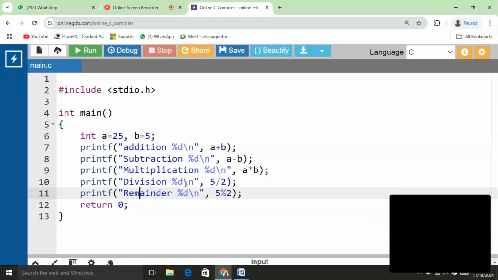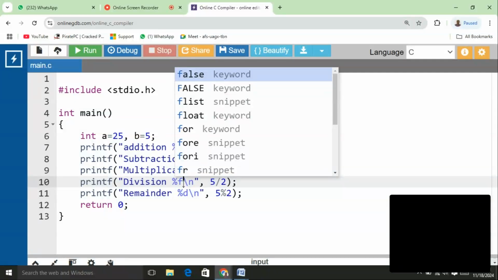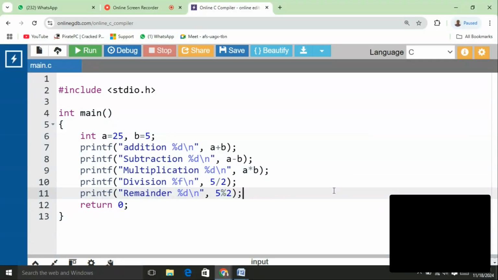Suppose I state printf with %f. We know that the f symbol is used to represent real numbers or floating point numbers. What will happen? It may print 2.5 or not. I think this will give some warning. The program is executed, but not executed perfectly. Please observe that.